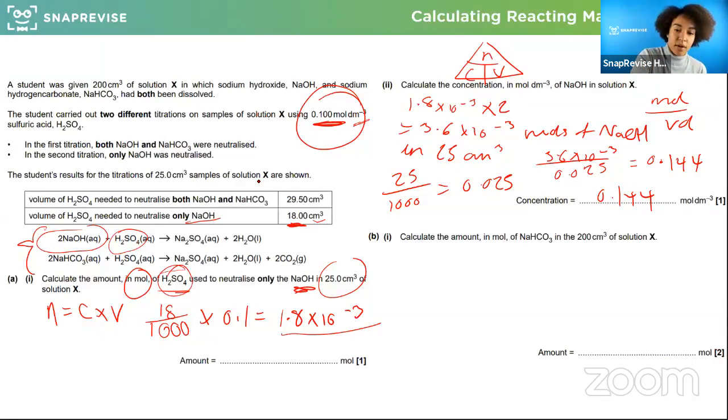So if it takes 29.5 centimeters cubed of sulfuric acid to neutralize both sodium hydroxide and sodium hydrogen carbonate, and it only takes 18 to neutralize just sodium hydroxide, to figure out the volume that we would need to neutralize just sodium hydrogen carbonate, we have to take them away. So I'm going to take them away and convert them at the same time because there's not much space in here. So what am I converting them to and how do I do it?